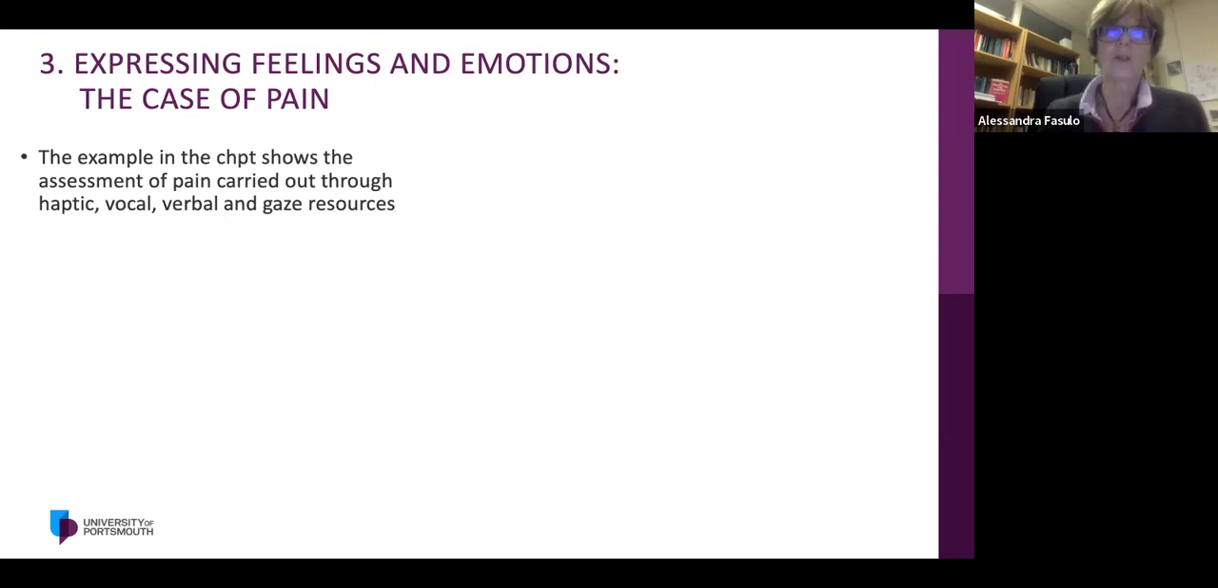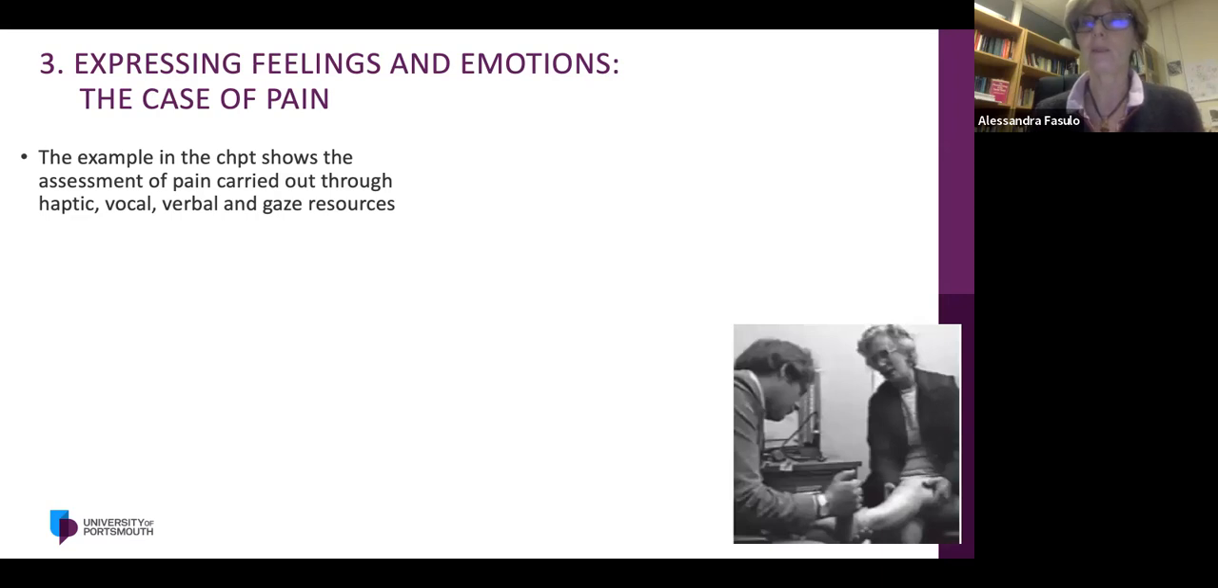In the chapter, what you see is that the assessment of pain is carried out through haptic, meaning touch, vocal, verbal, and gaze resources. So this picture already tells you, there is touching and moving of the foot. There is the bodily configuration and the voice that is being uttered by the patient.